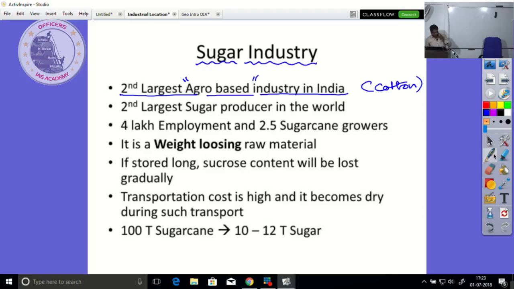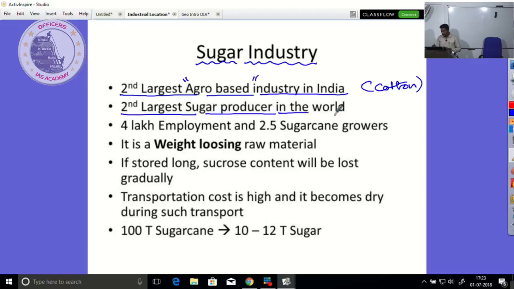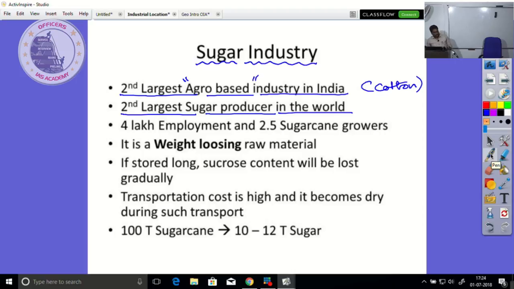In the entire world, India is the second largest producer of sugar, sir, just following Brazil. Brazil is the largest producer of sugar. One more data point says that if jaggery, gur and khandsari sugars are added, then India becomes number one in sugar production. Here I am talking only about the refined sugars. I am not talking about jaggery. I am not talking about the local khandsari sugars.